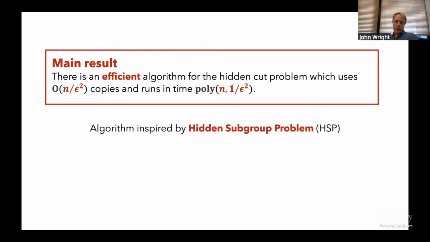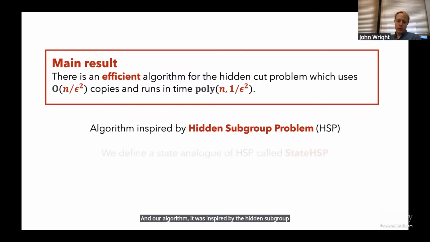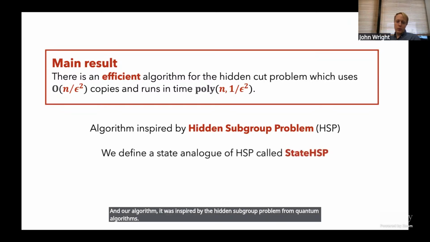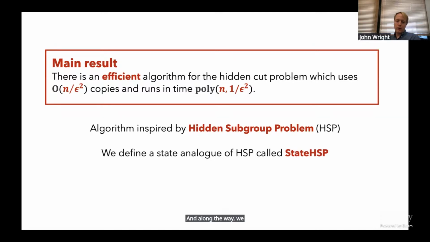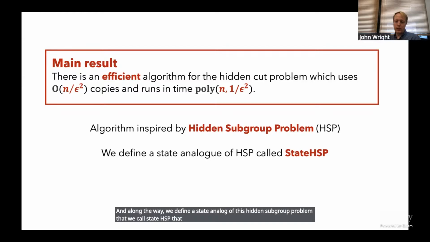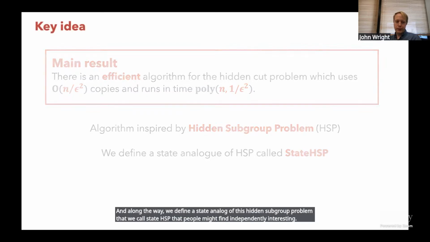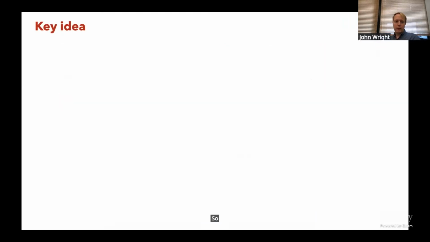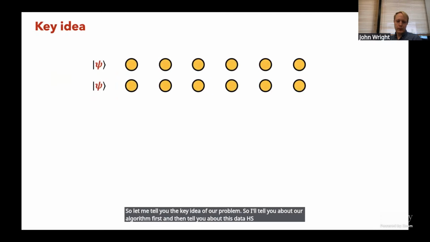And our algorithm was inspired by the hidden subgroup problem from quantum algorithms. Along the way, we define a state analog of this hidden subgroup problem that we call state HSP that people might find independently interesting. So let me tell you the key idea of our algorithm first, and then tell you about the state HSP later.